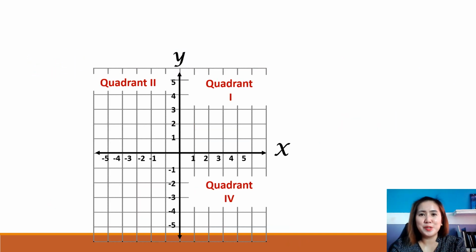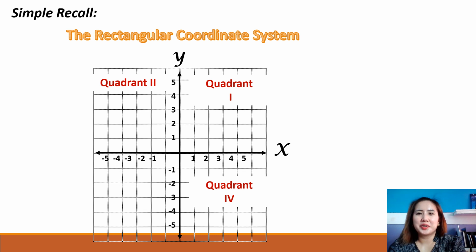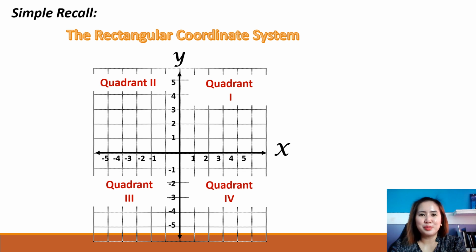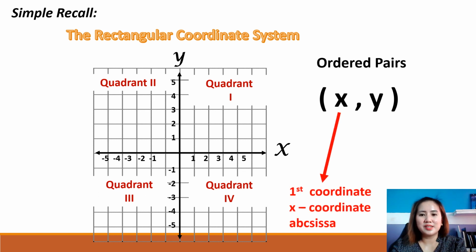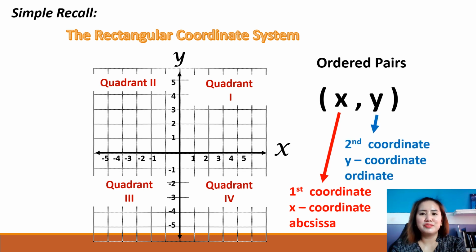Now let us have a simple recall of your rectangular coordinate system. The rectangular coordinate system is composed of two intersecting number lines. We have the vertical line, which is represented by the y-axis, and then we have the horizontal line, which is represented by the x-axis, and that is forming an ordered pair of x and y. X represents your first coordinate, or we also call it abscissa, and we have the y, which is the second coordinate or y-coordinate. And as you can see, we have here four regions.